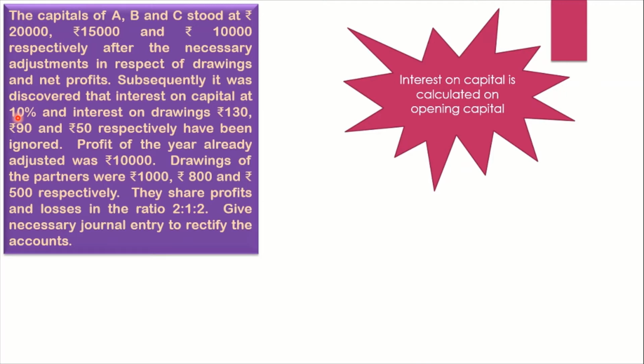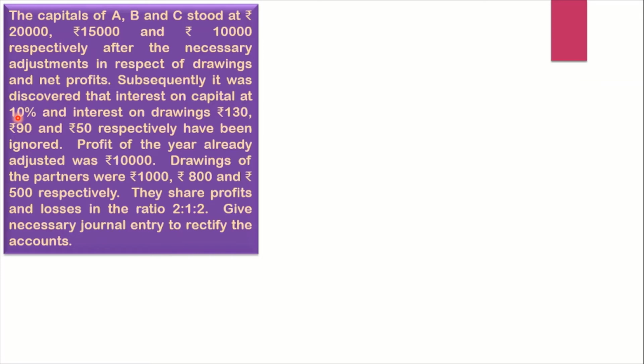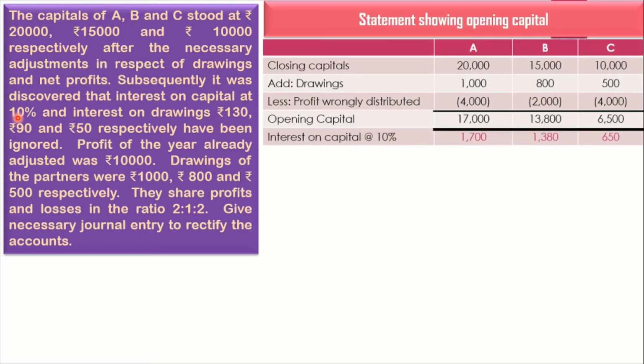So the opening capital is closing capital plus drawings minus profit. What have I taken? I've taken all these 20,000, 15,000 and 10,000 closing capitals, and I've added the drawings of 1,800 and 500, and I have deducted the wrong profit. The wrong profit of 10,000 was distributed in the ratio of 2 is to 1 is to 1, so I have taken 4 to 2 here. Profit minus, and that is where I reached my opening capital. And I also calculated interest on capital here.